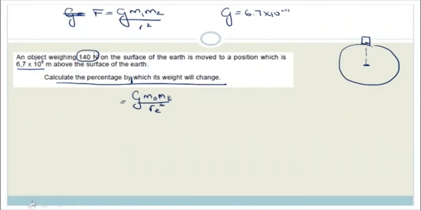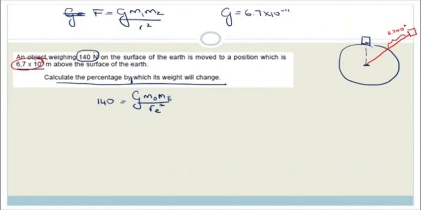So let's write that as well. That's equal to 140. Okay, awesome, so that's what we've got originally. Now what happens? Now they move this poor object to be over here. Do you agree? It is 6.7 times 10 to the 6 meters above the surface of the Earth.